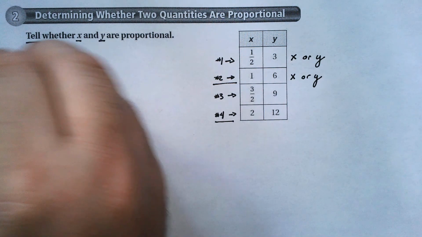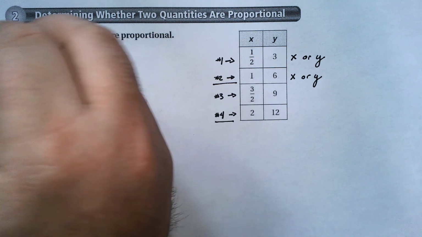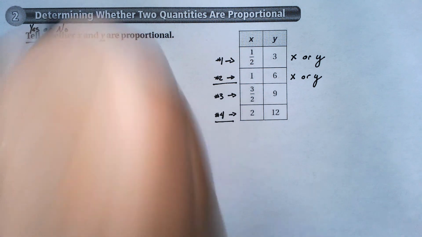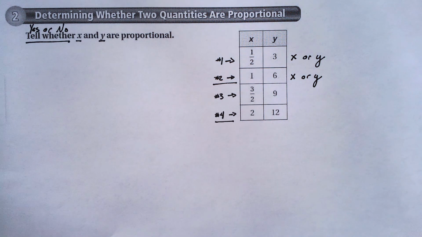Now remember, this phrase right here, tell whether, means give me a yes or a no. Why doesn't it just say that? Fancy wording, that means the same. We don't always say yes or no. We say, tell me whether or not you think this is true.